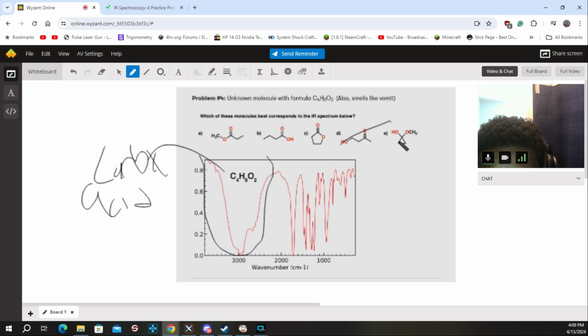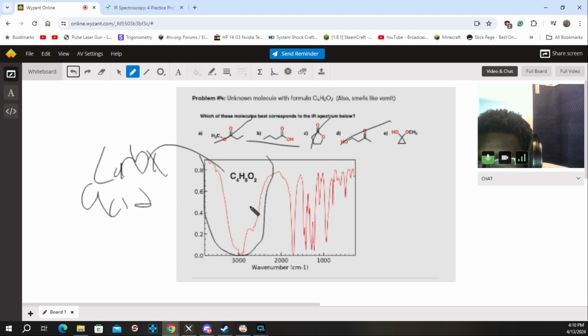That's not a carboxylic acid. It's not this. Yeah, that's not a carboxylic acid. This is a carboxylic acid. This isn't a carboxylic acid. And I don't think this is either, because it's not a double bond. It's not a double bonded oxygen. That's not a carboxylic acid either.